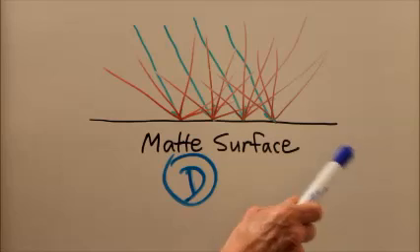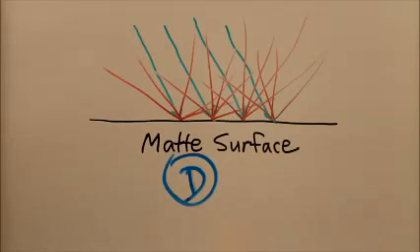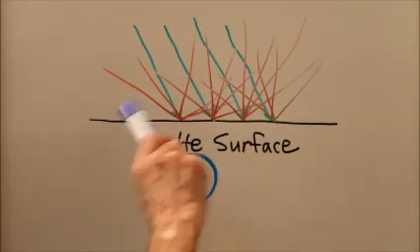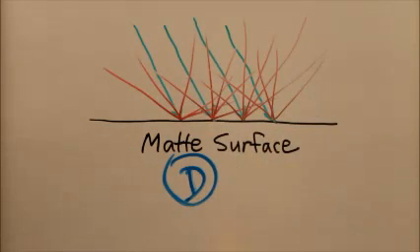A matte surface is a surface like flat paint, a flat white surface that scatters light that strikes it. Again, the answer is D.